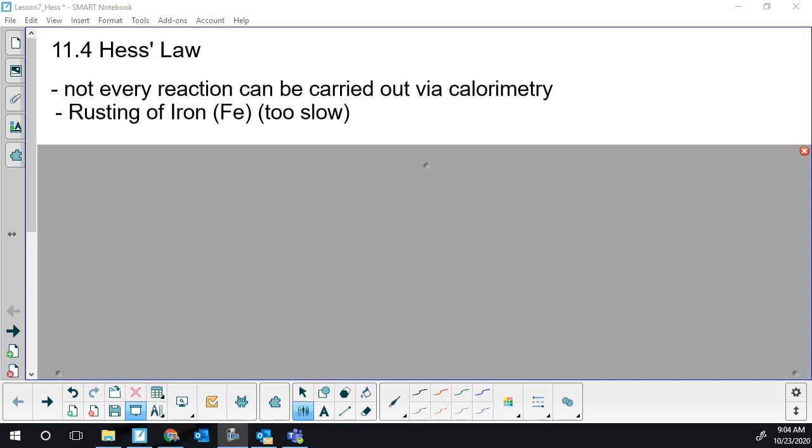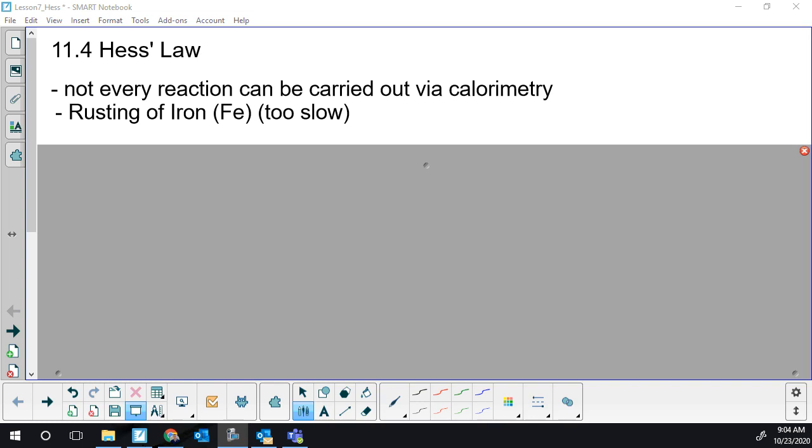So today's lesson is going to be on Hess's Law. And as what's up on the board, with calorimetry, there's problems with certain experiments that are just too slow. We always have an issue with heat loss. Okay, I talked a lot about it yesterday with the combustion calorimetry.